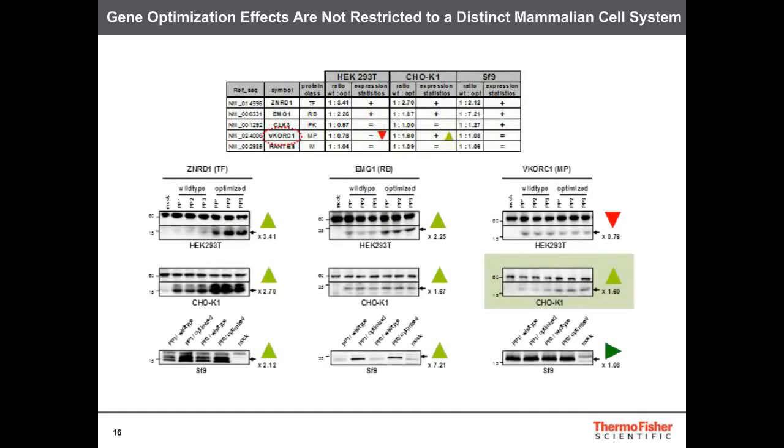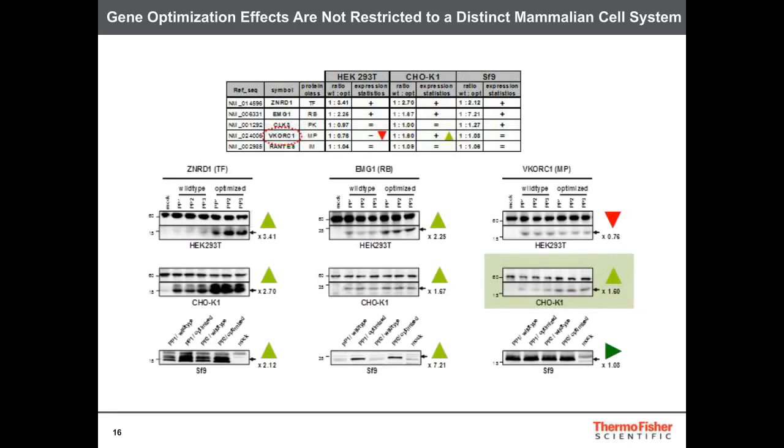What is shown here is that those gene optimization effects that we observed in the HEK293 system were not restricted to the 293 system, since the results were reproducible also in CHO as well as in SF9 insect cells. So simply by transfecting the very same wild-type and optimized transgenes into CHO cells and insect cells, again, the optimized constructs outperform their wild-type counterparts.